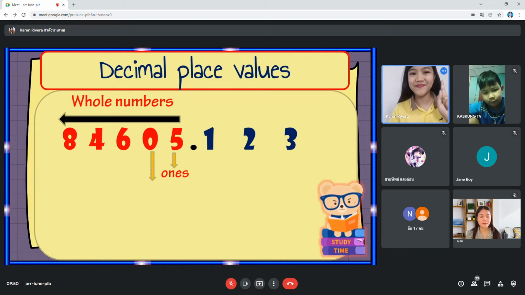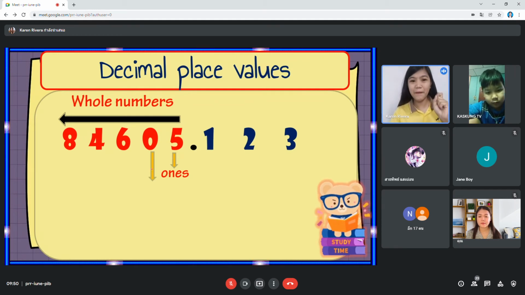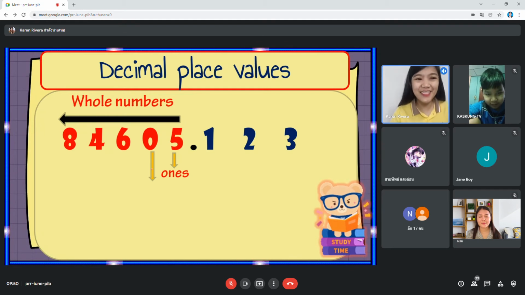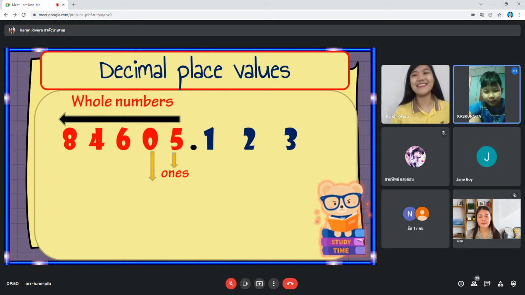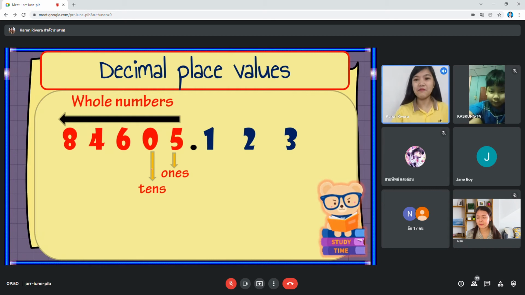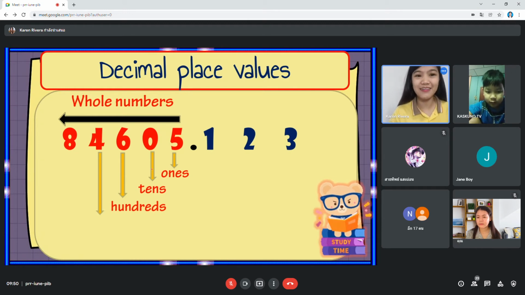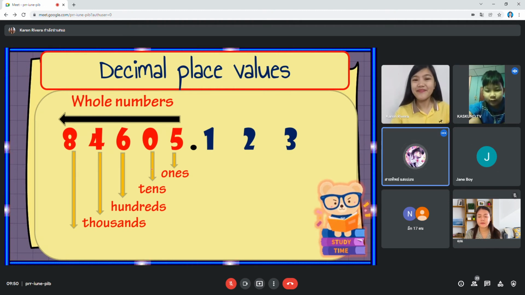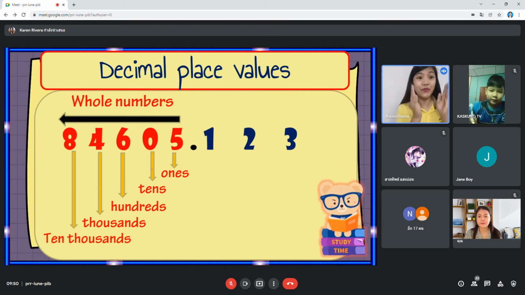Next, that 0, what is that? Tens. Yes, good job. And number 6. Hundreds. Very good, group 6. Number 4. Thousands. Very good. Number 8. Ten thousands. Very good. So remember the place values of whole numbers.